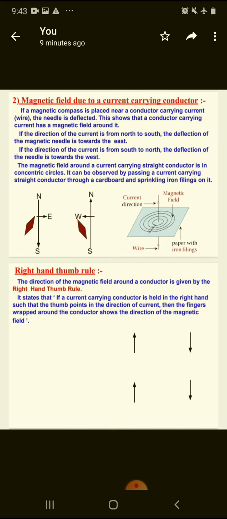So for today we will discuss till here only, and in my next class we will discuss more about the magnetic field due to a circular loop and other things. So for today we will stop here.